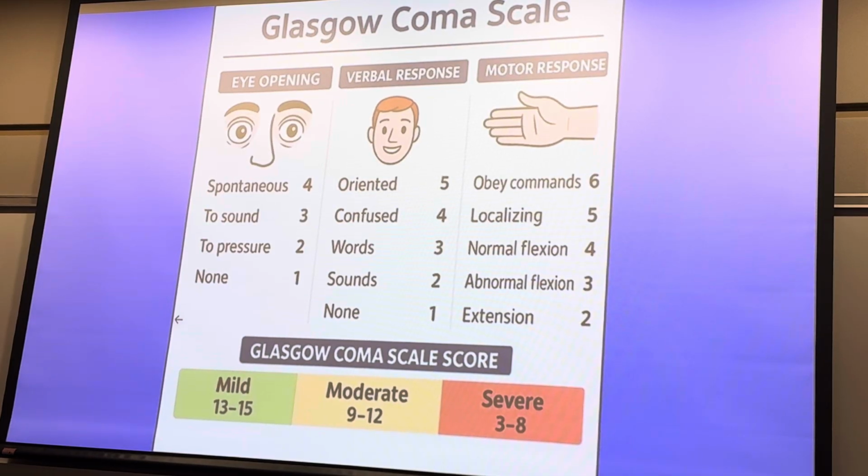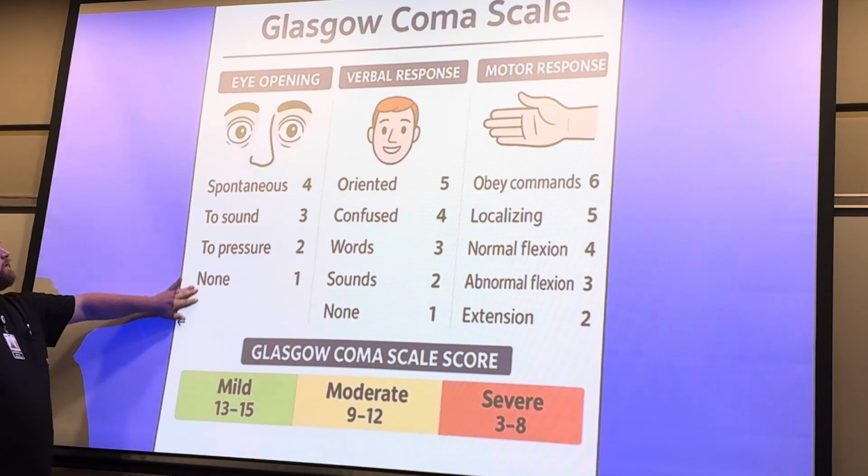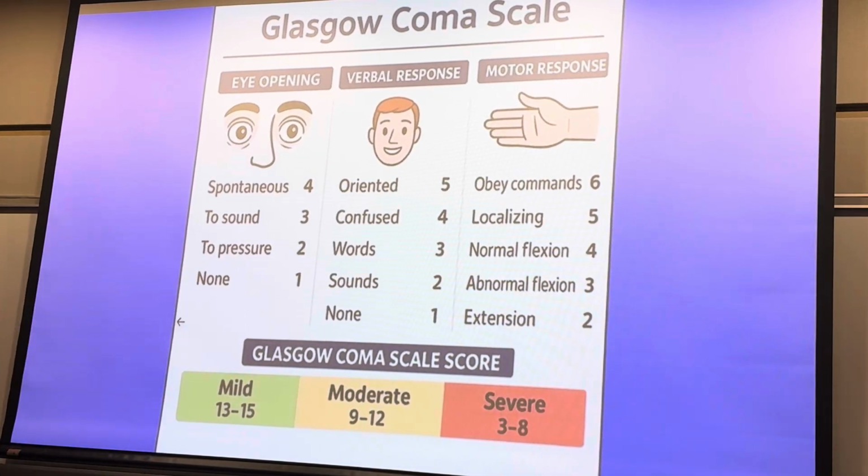For eye-opening response, are they opening up their eyes just because? That's spontaneous. They're opening their eyes, moving around, looking. Or am I having to create a painful response? So I'm doing like a sternal rub, a serious sternal rub, and that's the only way that I can get them to open up their eyes. So it kind of fluctuates between this scale right here. I'm not going to read through 4, 3, 2, 1, but that's how you see that there.